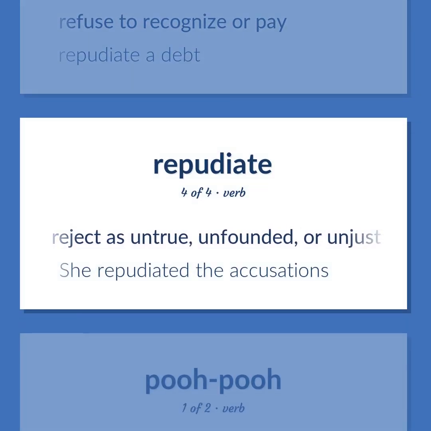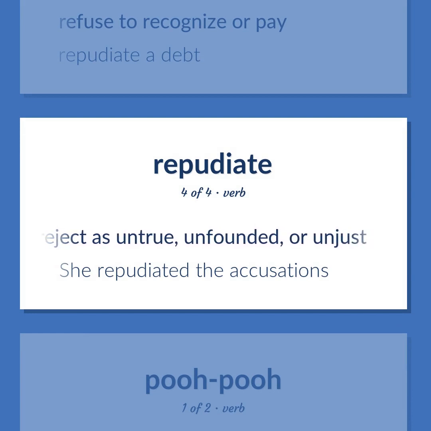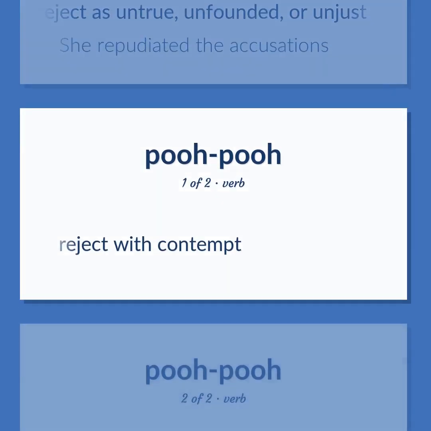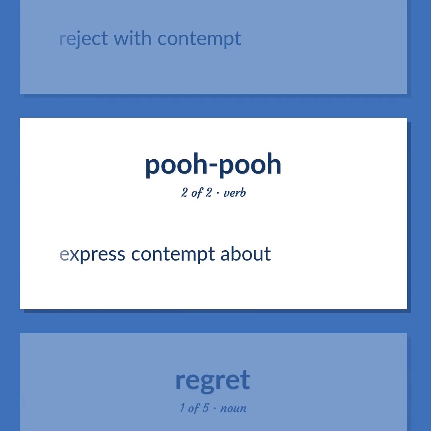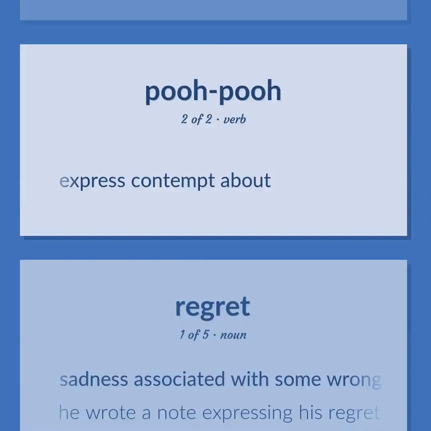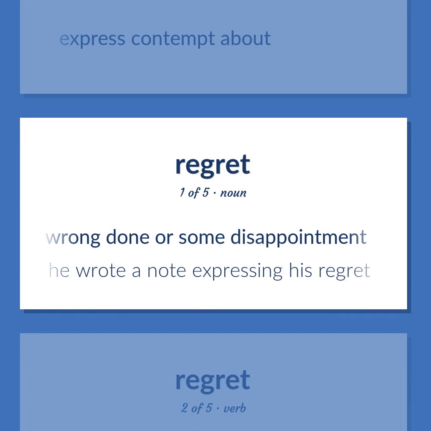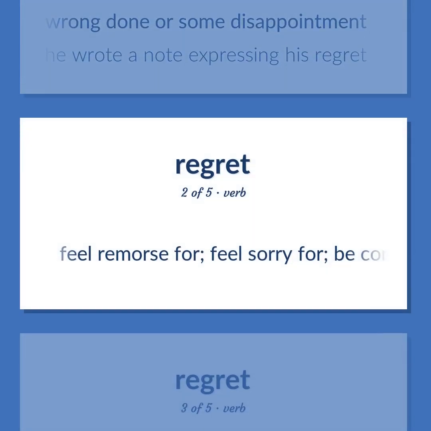Reject as untrue, unfounded, or unjust. She repudiated the accusations. Reject with contempt. Express contempt about. Sadness associated with some wrong done or some disappointment. He wrote a note expressing his regret. Feel remorse for, feel sorry for, be contrite about.